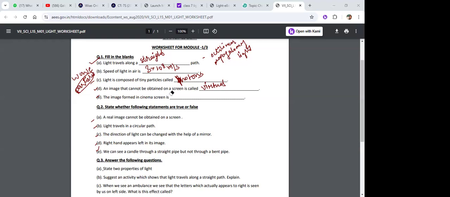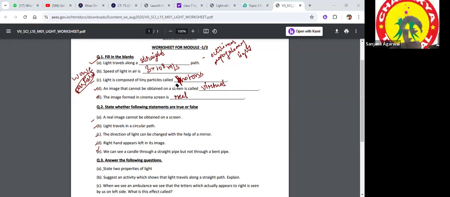A cinema screen is actually projected via a lens, so that is a real image. When the movie gets over, or right in the beginning when you have reached well before the time, you find a simple white curtain or sheet. That is acting as a screen and the image is cast on that curtain. So it is a real image.